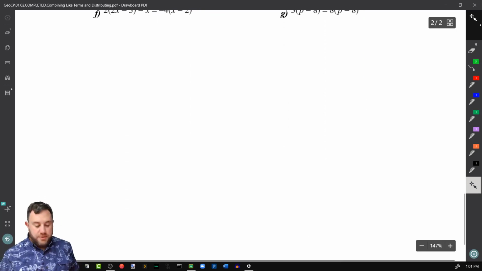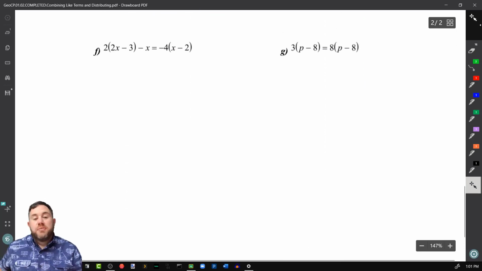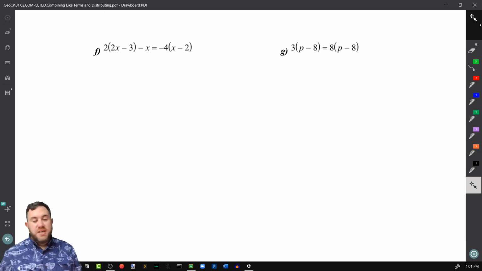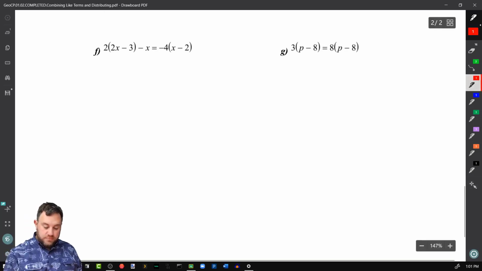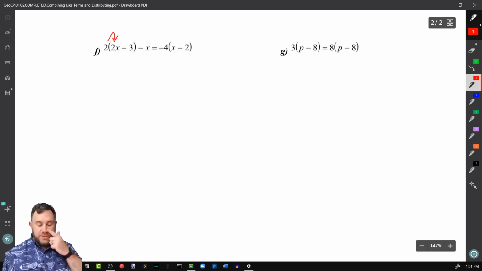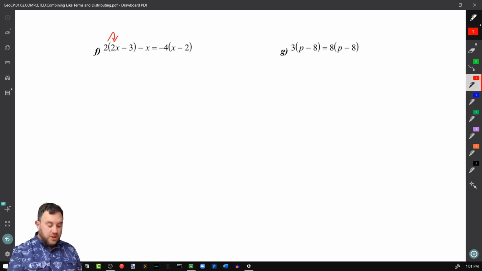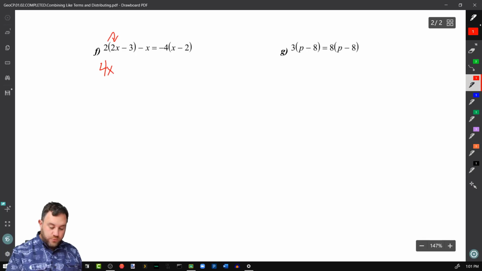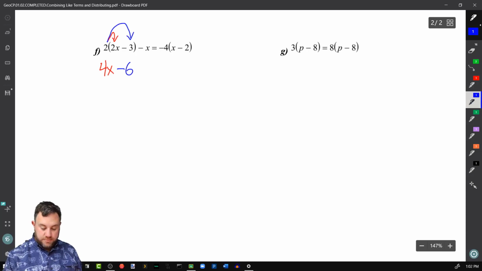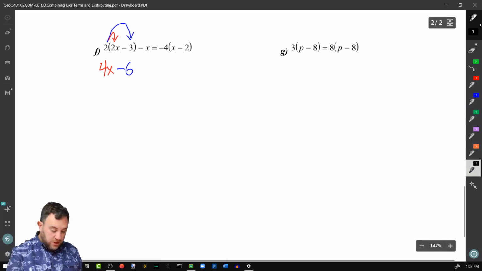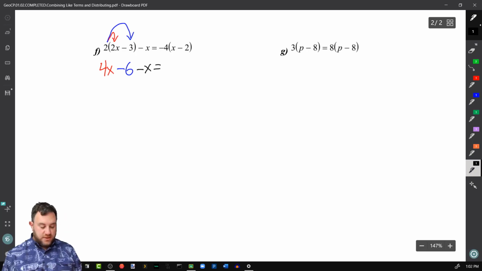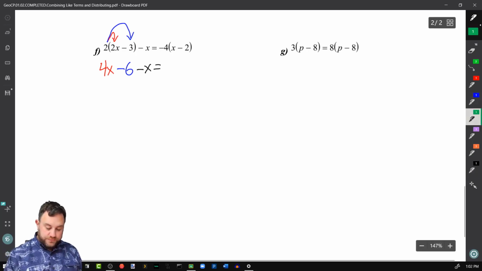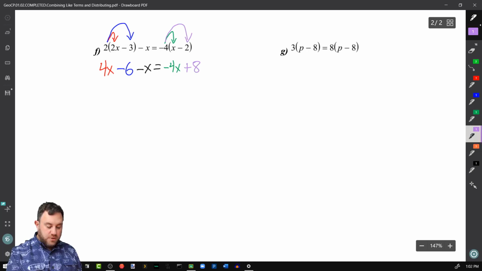Then for our last two, on these, there's two different places where we have to distribute, but it's done the exact same way. So hopefully we can color code this to keep it separated well enough. 2 times 2x is 4x. 2 times -3 is -6. And then we just bring that -x down, bring the equal sign down. -4 times x is -4x. -4 times -2 is +8.